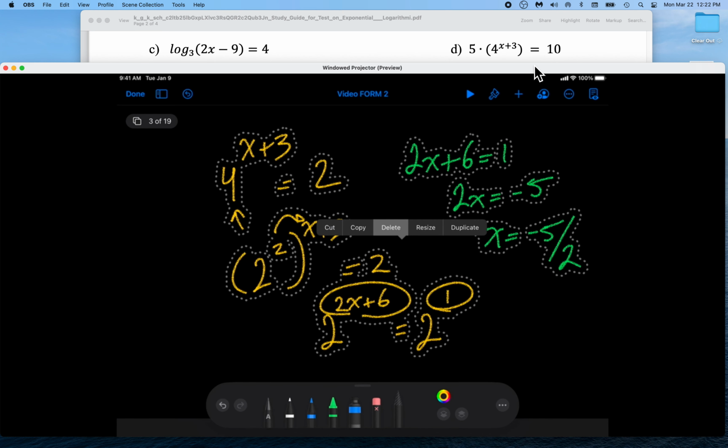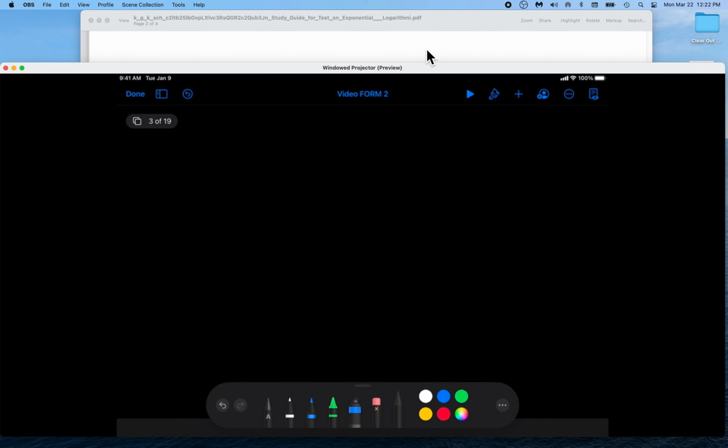Always look for a common base. If you can't find a common base, that's when logarithms come into play. Okay, still looking to solve for x here.